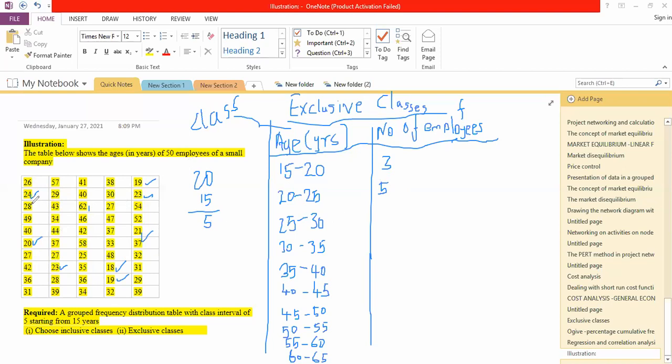25 to 30. We have 26, 1, 28, 2, 3, 4, 5, 6, 7 there, 8, and 9.